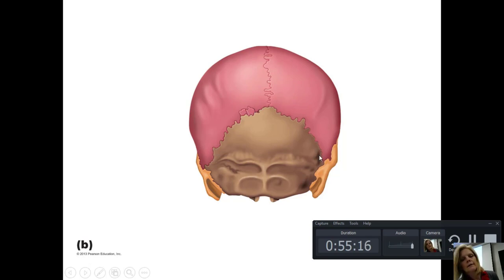It might be a good idea to label these according to what they border. So lambdoid borders the occipital. Sagittal separates the two parietal bones. And the coronal suture separates the frontal bone from the two parietal bones.